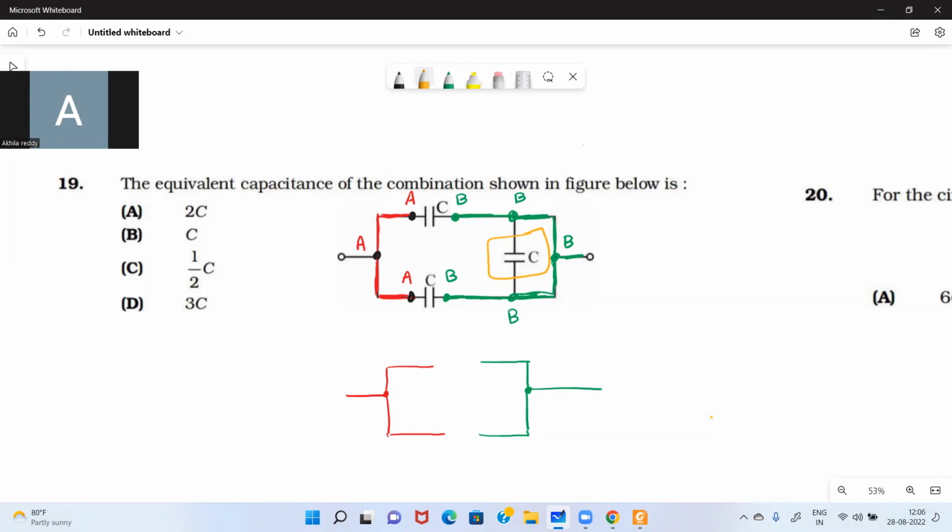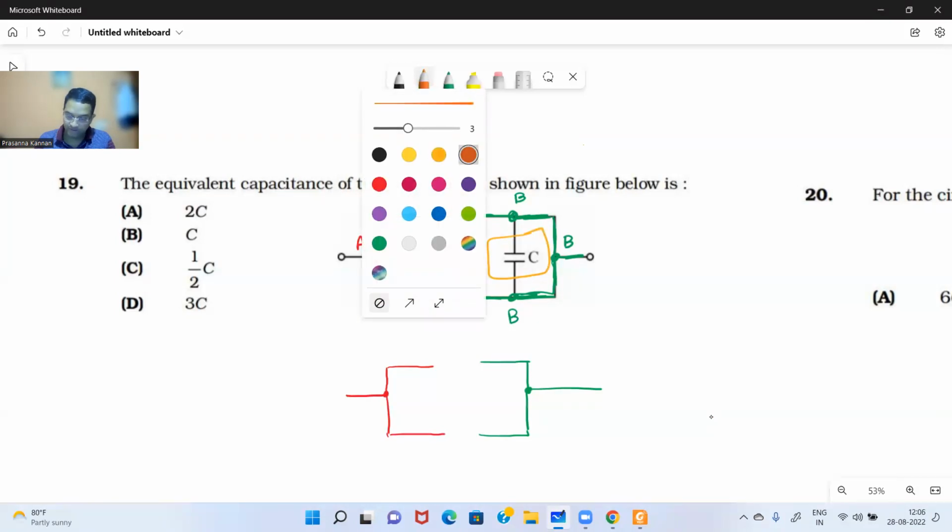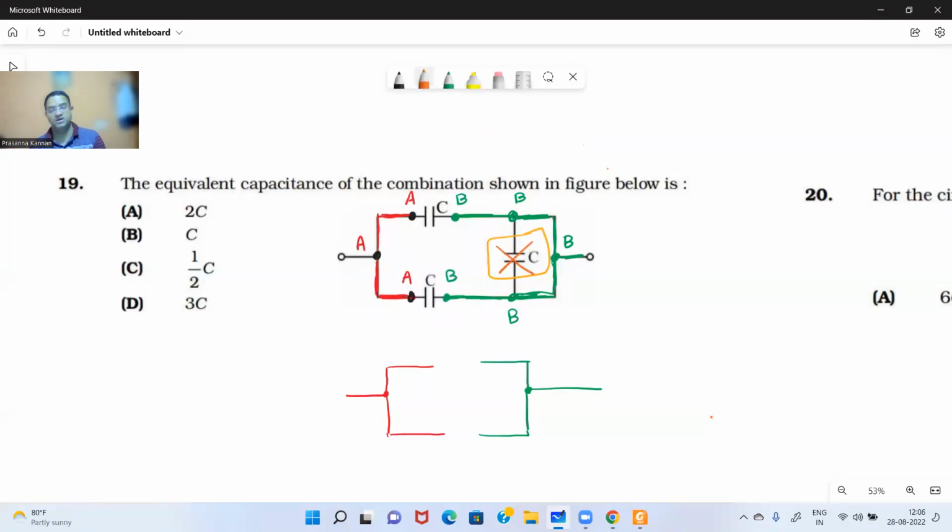We can remove it, sir. Very good. So we can remove this capacitor because there is no charge stored in this capacitor. That's all. So effectively, there are only 2 capacitors.